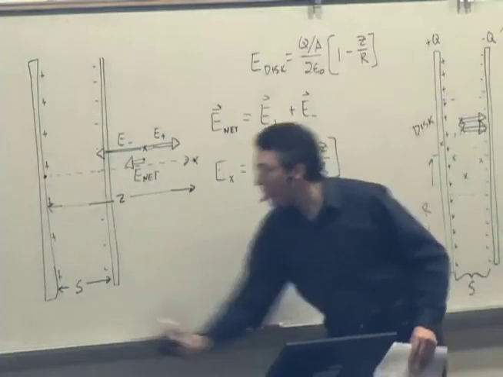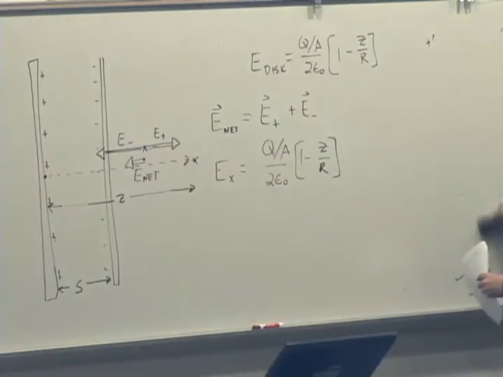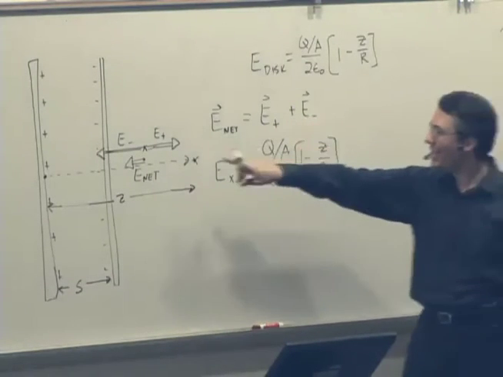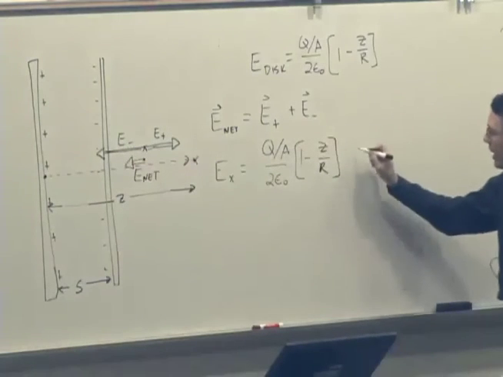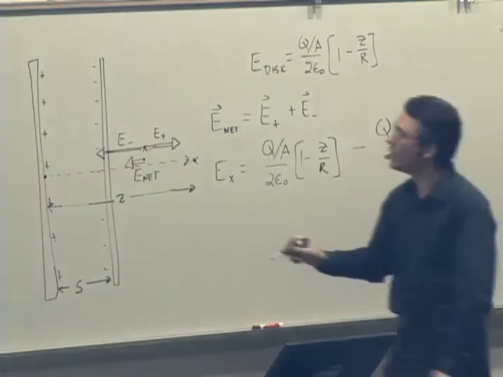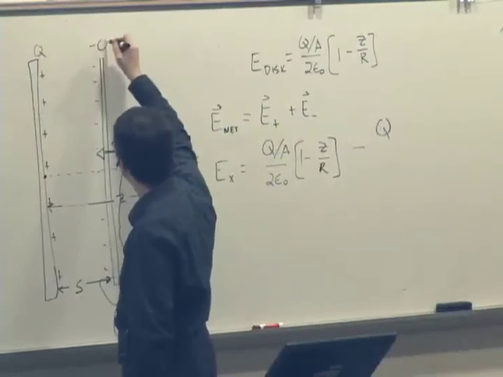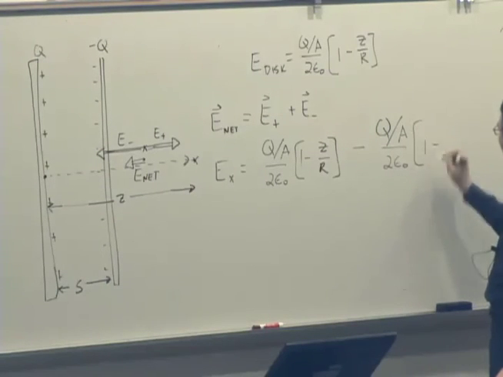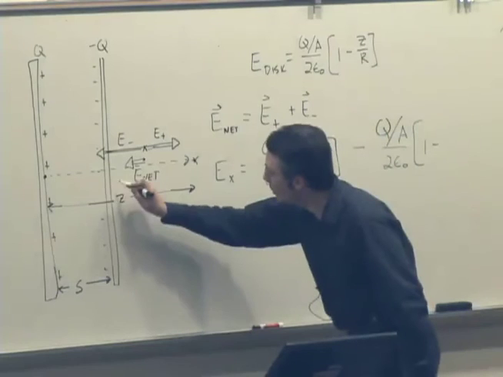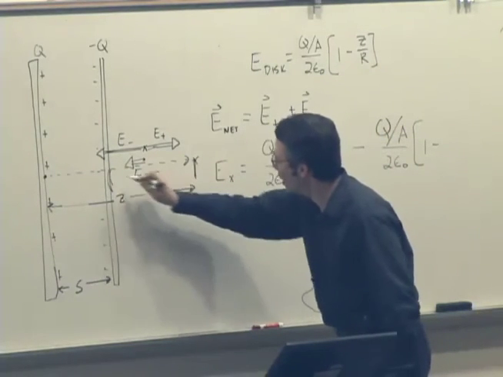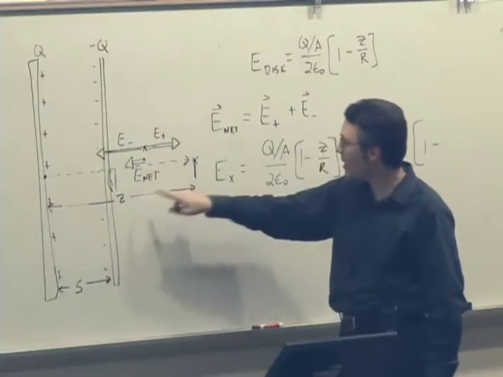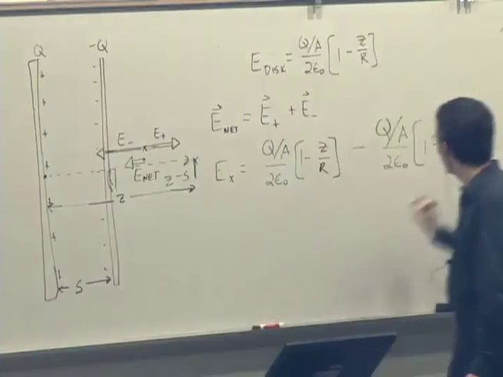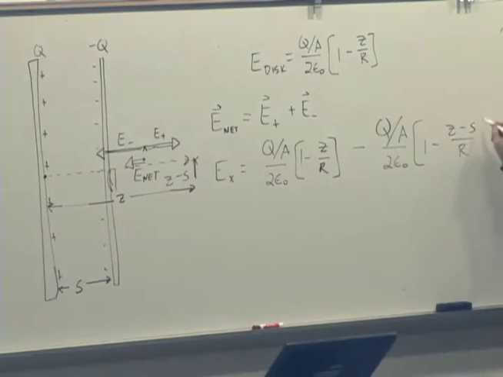And then we have the electric field due to the negatively charged plate. So the field due to the negative charge is pointing in the negative x direction, right? So it's going to have a negative x component. The q here, I'm just saying, is a positive number, so this is q and this is negative q. Q over A over 2 epsilon 0 times 1 minus, now what's this distance? What is the distance from this plate to this observation location? If this is S and this is Z, then this distance is what? Z minus S, right? Okay, so we have 1 minus Z minus S over R.